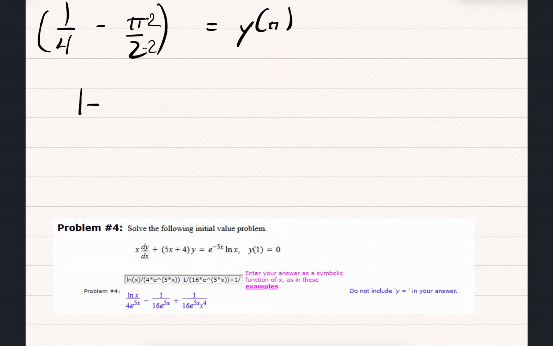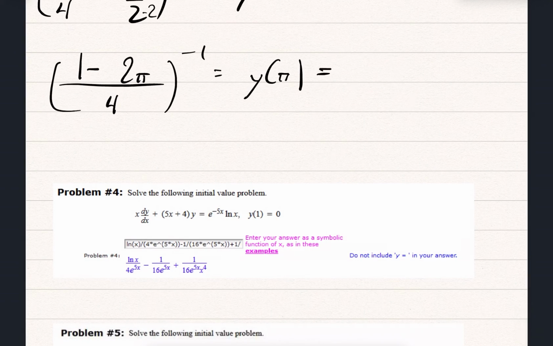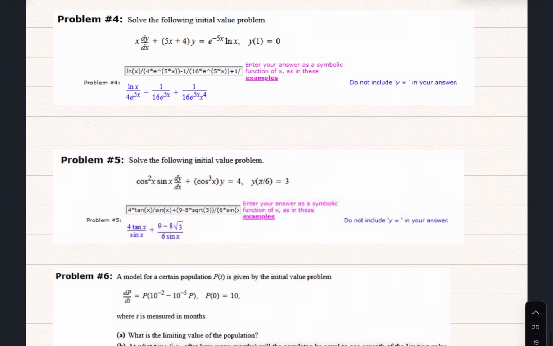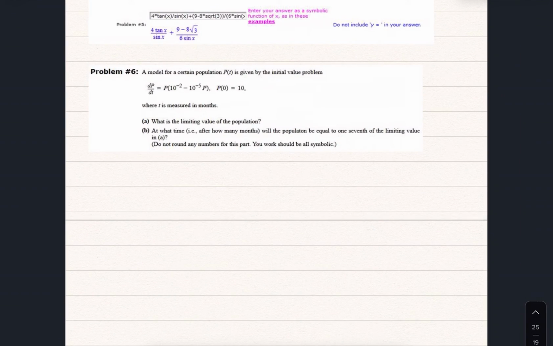1 minus 2 pi over 4. And then bring it to that. And you can try it in the calculator. You're going to realize you're not going to get the same thing. 4 over 1 minus 2 pi. Is that the correct answer? Yes, it is. Check. Great job, guys. You're doing an amazing job.